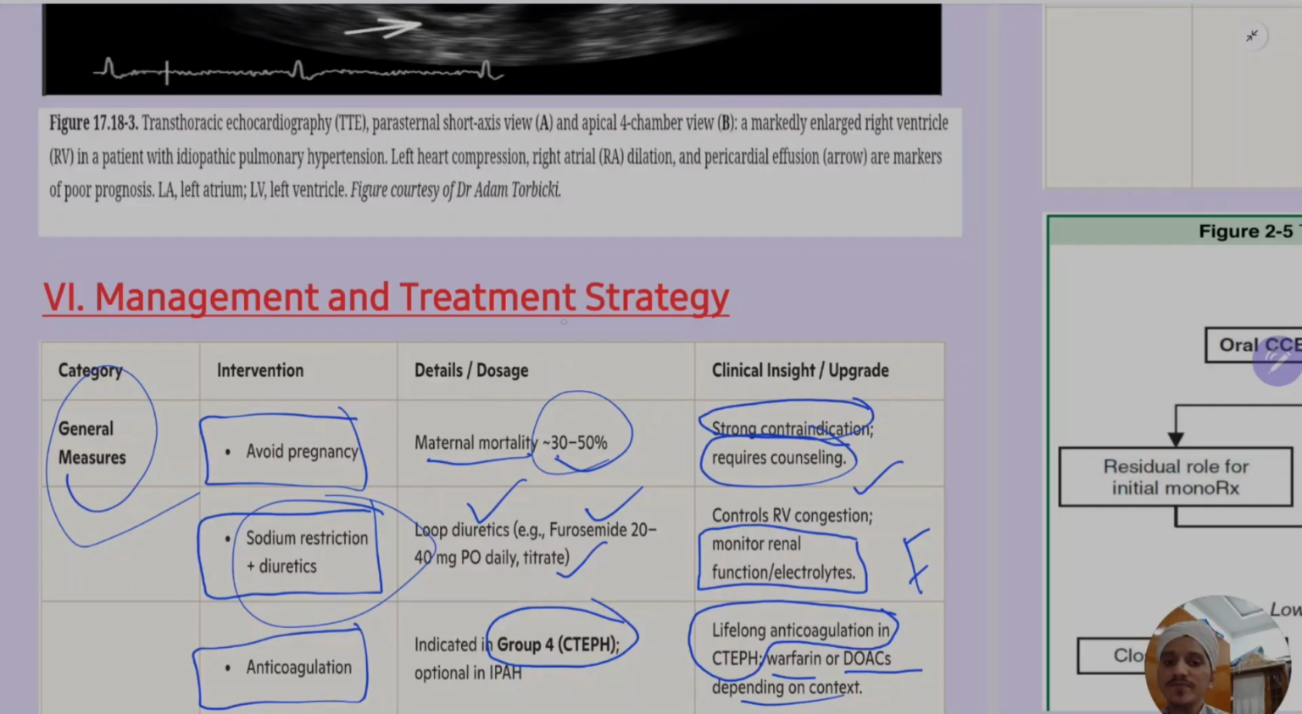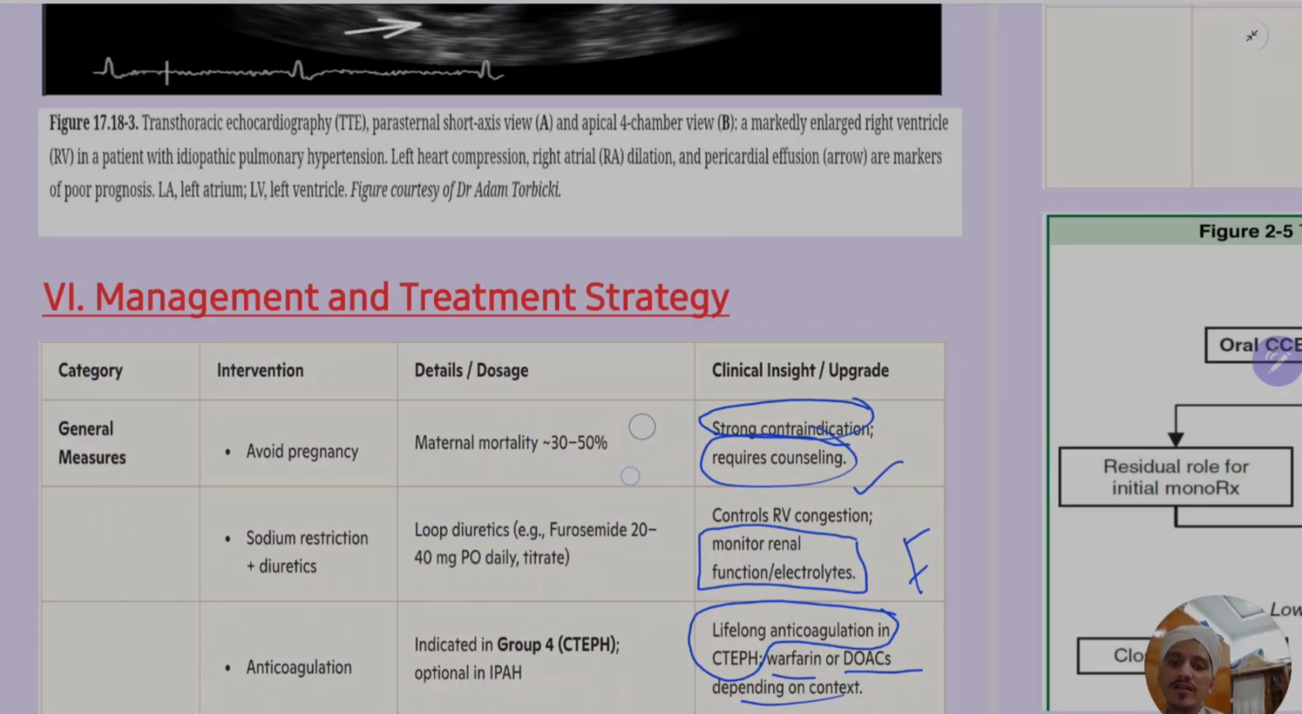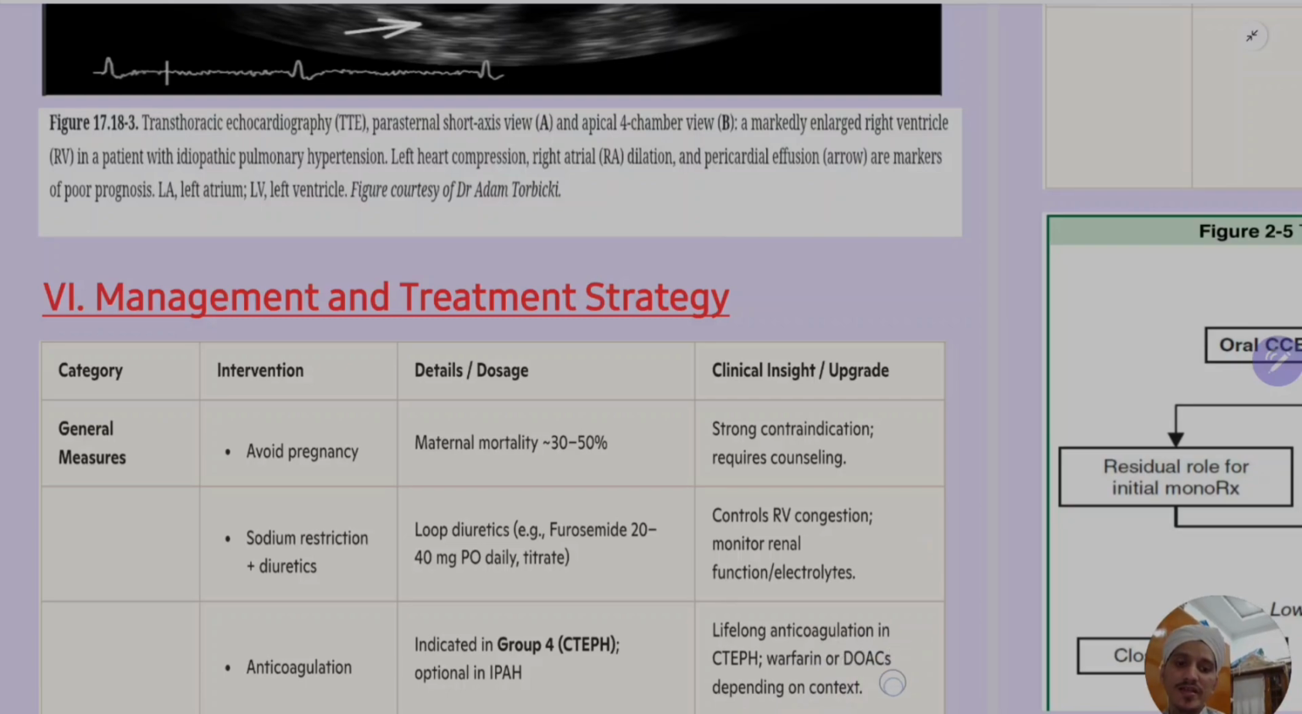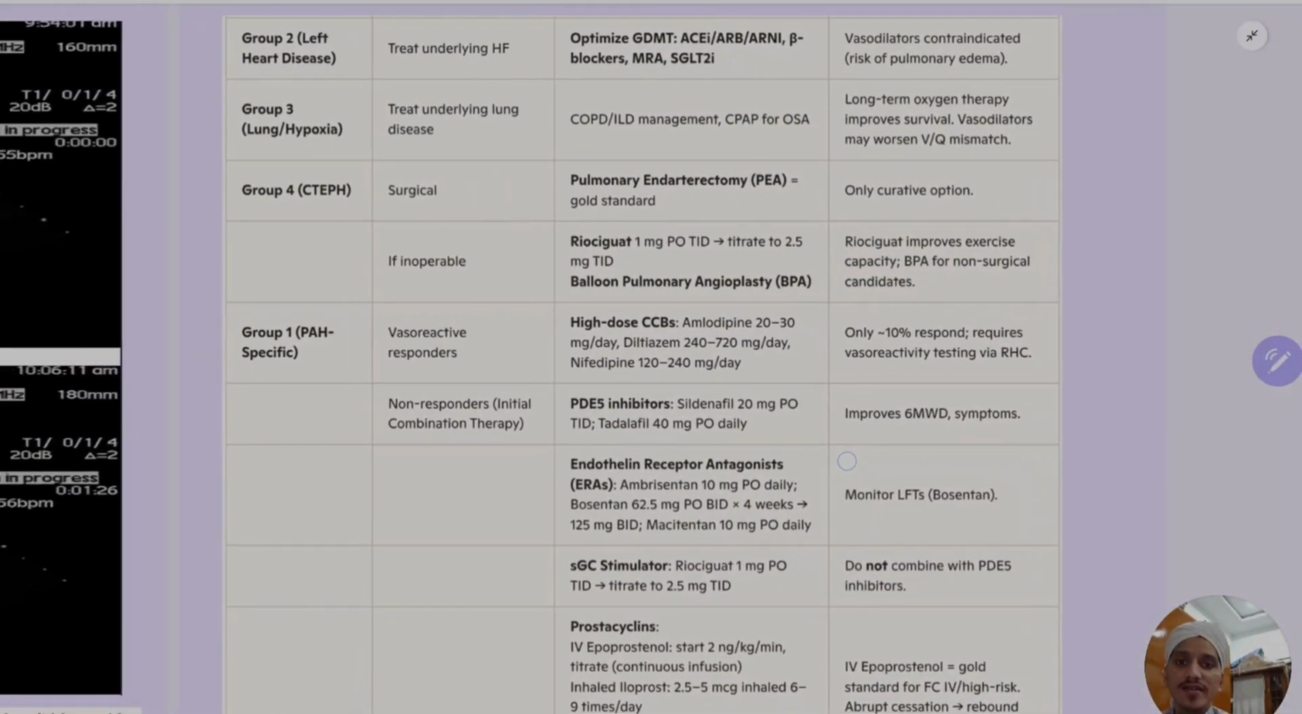And in some patients, that comes in group 1. So these are the baseline. You should advise the patient to avoid pregnancy, and you should counsel the patient to restrict sodium, and anticoagulation in selected patients, particularly in group 4 and some patients of group 1. These are the general treatment measures. Now coming to the targeted therapy.